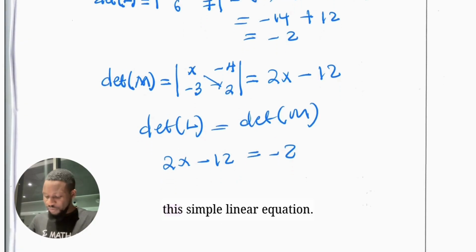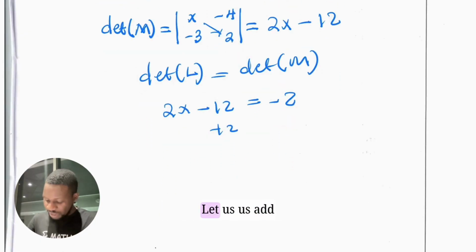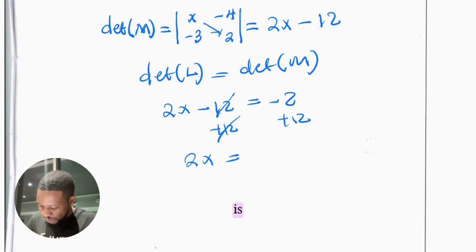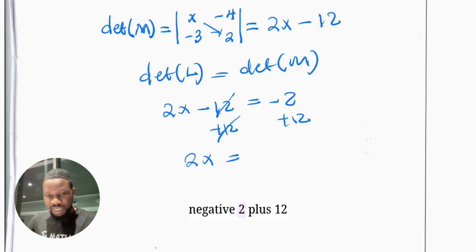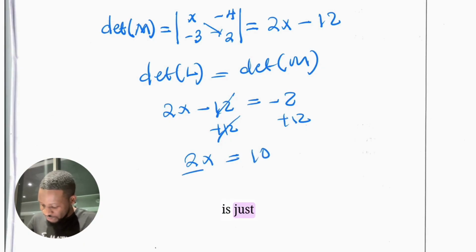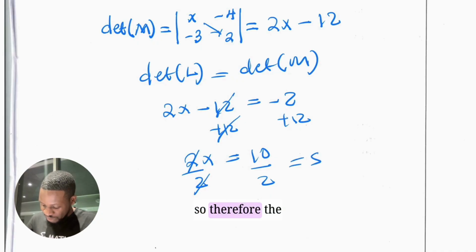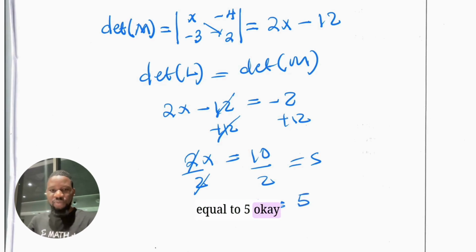Okay, this is a simple linear equation, so let us add 12 both sides. Negative 12 and 12 on the left cancel. We remain with 2x is equal to negative 2 plus 12, which is just 10. We want x, so let us divide throughout by 2. 2 and 2 cancel on the left, and 10 divided by 2 is 5. So therefore, the value of x is equal to 5.